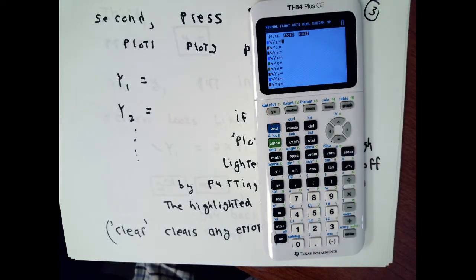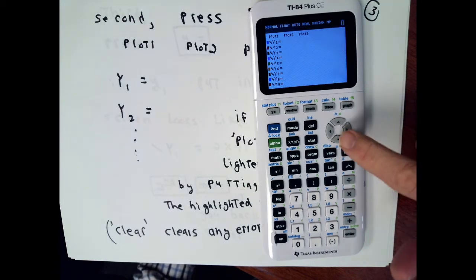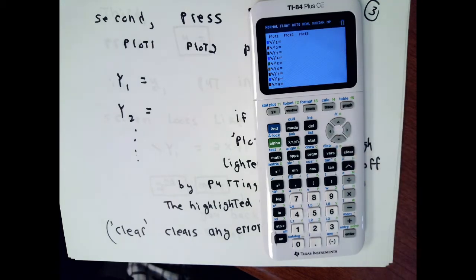Go into the Y equals menu, and if you see any of these plot things that are highlighted, cursor up, cursor sideways, and press enter. That'll get rid of that one. Go sideways, press enter again, and now they're all out of the way. So if you're getting that error message and one of those plots is highlighted, that's why it's doing that.